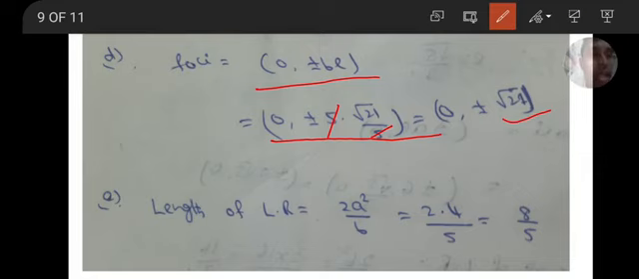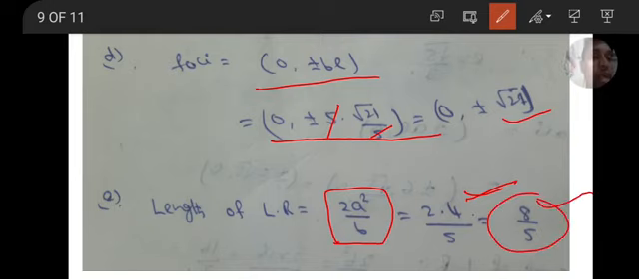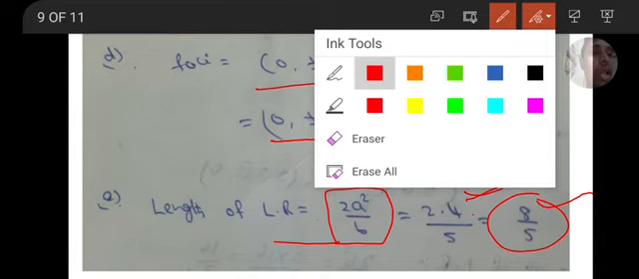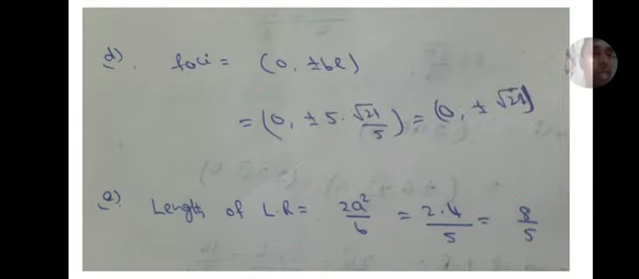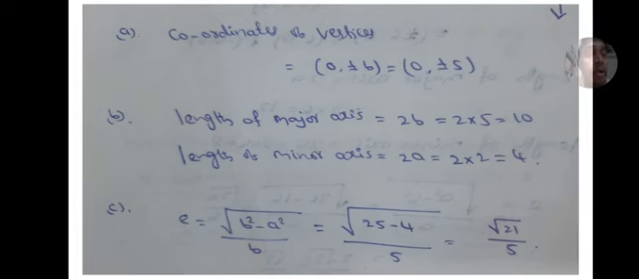And length of latus rectum is equal to 2a square by b. a square means 4, so 2 into 4 is 8, by b means 5. 8 by 5 is the length of latus rectum. These are the values, these are the coordinates.